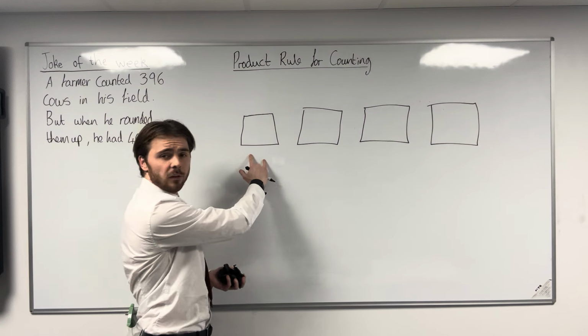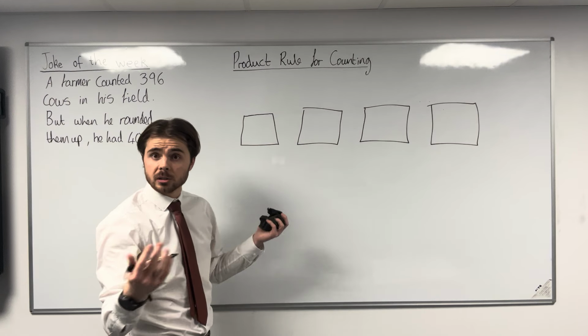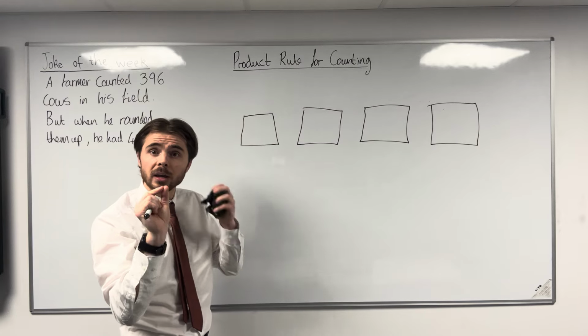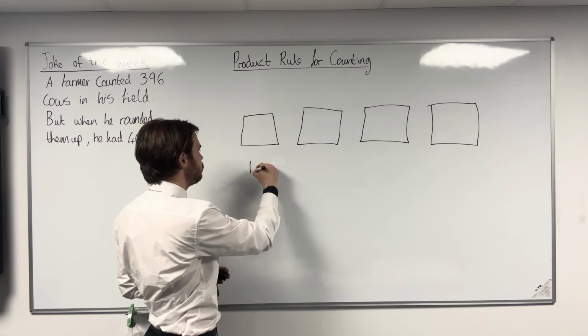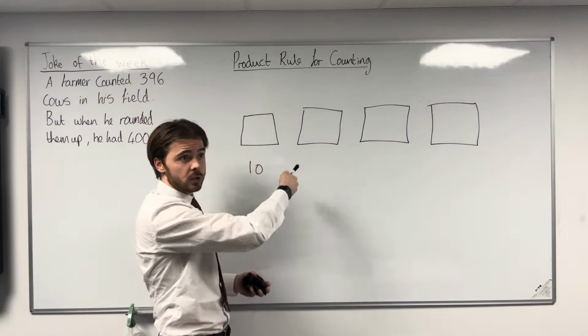So what you've got to think is, how many options could this first box be? Well, we just listed them. There were 10 different digits. Remember, we're starting with 0, so we include it. So that is 10 options here. So it could be a 0, or a 1, or a 2, all the way up.